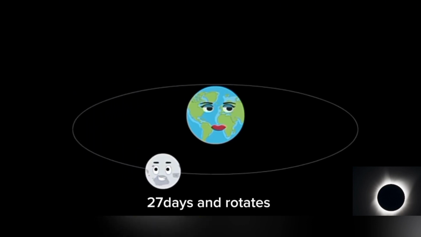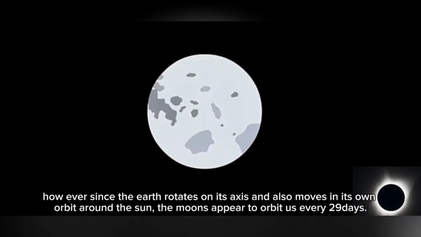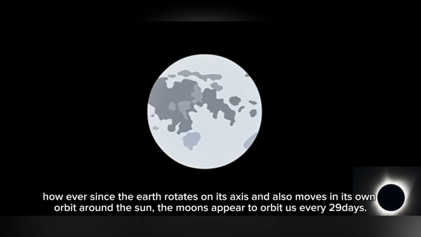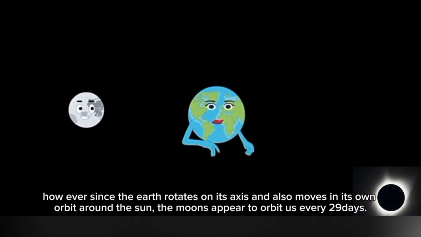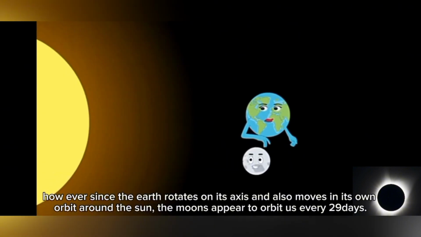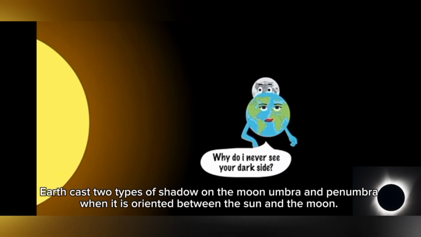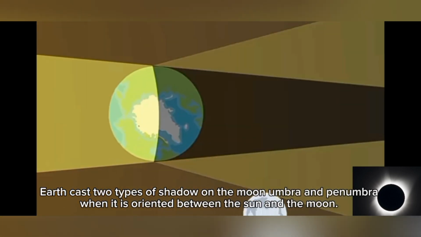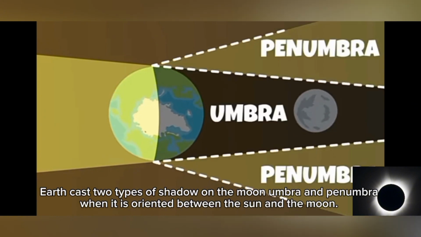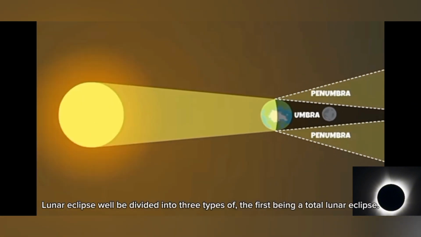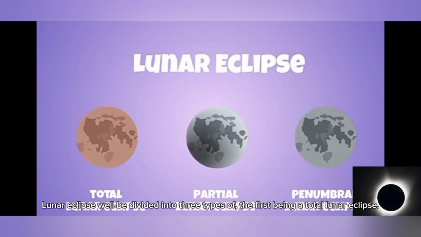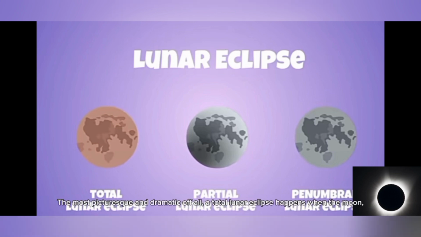The moon completes a revolution in about 27 days and rotates at the same rate as it revolves around the earth. However, since the earth rotates on its axis and moves in its own orbit around the sun, from our perspective, the moon appears to orbit us every 29 days. Both cast two types of shadow, umbra and penumbra, when the earth is oriented between the sun and the moon. Lunar eclipses are divided into three types, the first being a total lunar eclipse.